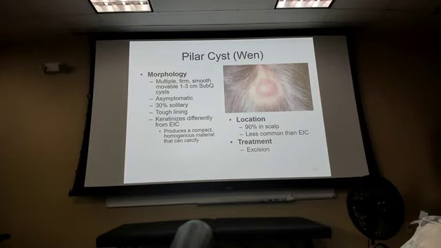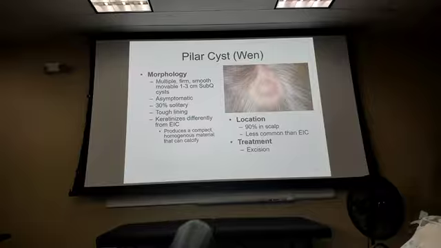All right, last one, pilar cyst. Where's the cyst at? Up there in the hair, of the head. So we've got that pilar area. Multiple smooth, movable subcutaneous cysts. Oftentimes it's asymptomatic. 30% of them are solitary, so it's in one spot. They only have one of them up there. Tough lining. Keratinizes differently from EIC. How? Produces a compact, homogeneous material that can calcify. So that's how it's different, right?